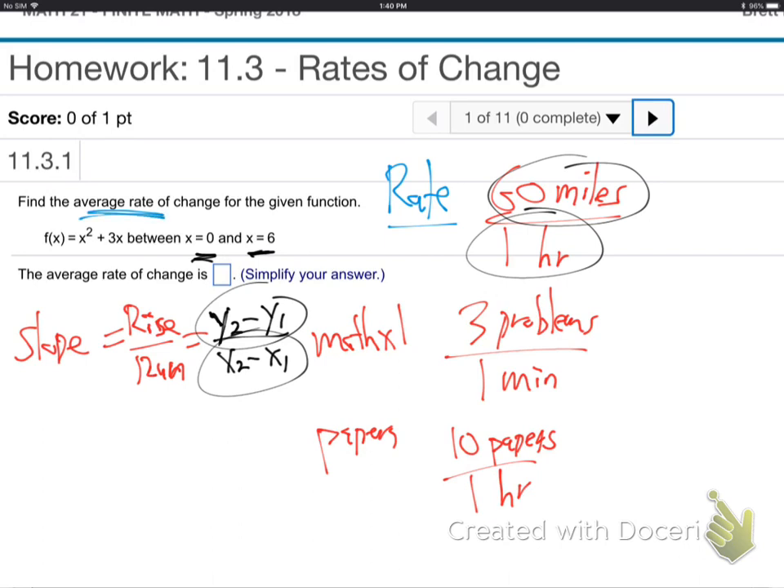When you see average rate, you think slope. I'm trying to make that connection for you. As soon as you read, and there'll be two of them, two of them from 11.3 on the final exam a week and 2 days from now, and it'll say, find the average rate of change, and you think slope.